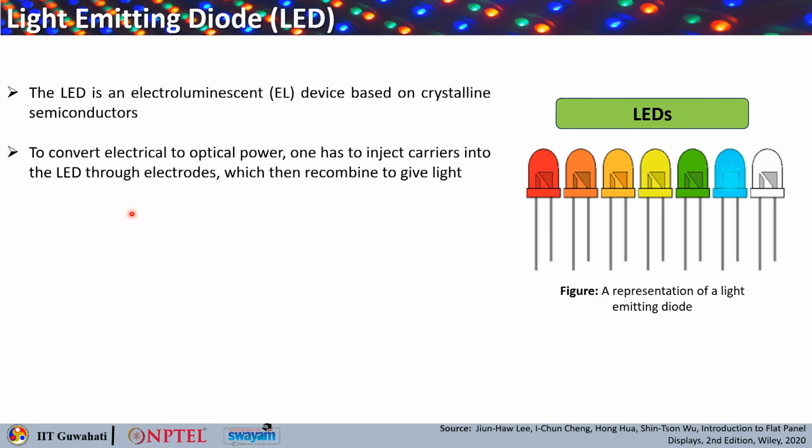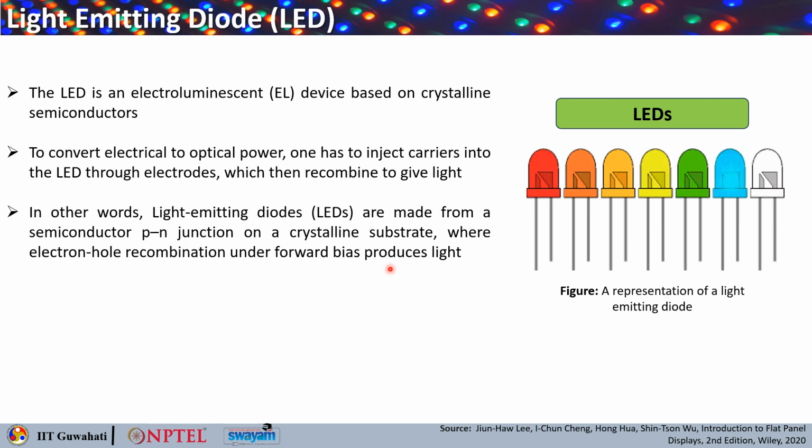To convert electrical to optical power, one has to inject carriers into the LEDs through electrodes, which then recombine and give us light. So, you can basically have LEDs of all these different colors. In other words, light emitting diodes are basically made from a semiconductor p-n junction on a crystalline substrate, where electron-hole recombination under forward bias condition produces light.